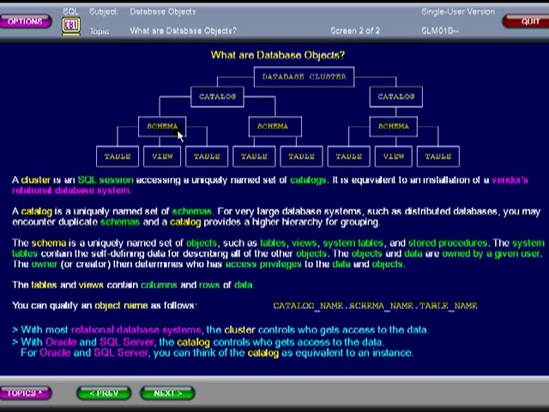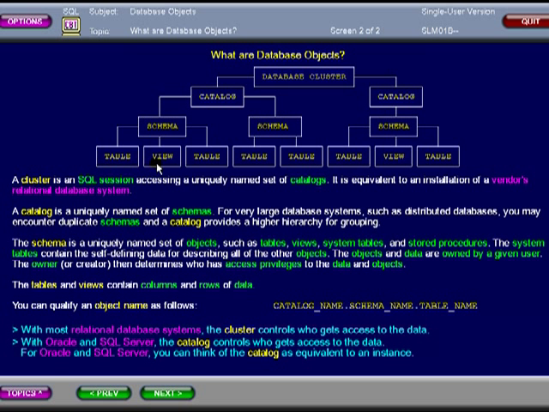The schema is a uniquely named set of objects, such as tables, views, system tables, and stored procedures. The system table contains the self-defining data for describing all of the other objects. The objects and data are owned by a given user. The owner or creator then determines who has access privileges to the data and objects.